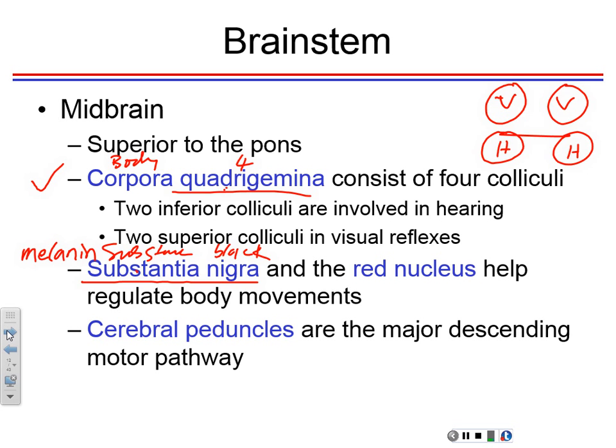The other one, which is also named after its color, is the red nucleus. And you can imagine what this is. It's got a lot of blood vessels in it, so it appears pink. So it's called red, lots of blood vessels. Again, it's involved in motor control, so it regulates body movements. Then you see that bulge that I was talking about of the pons. It's basically those tracts that connect to the upper parts of the brain, called the cerebral peduncle.